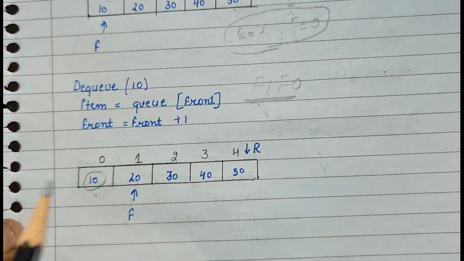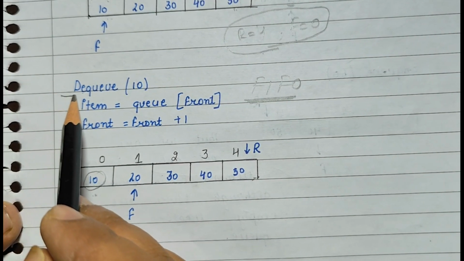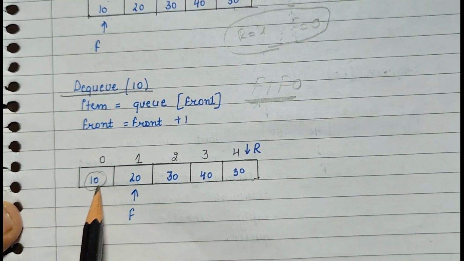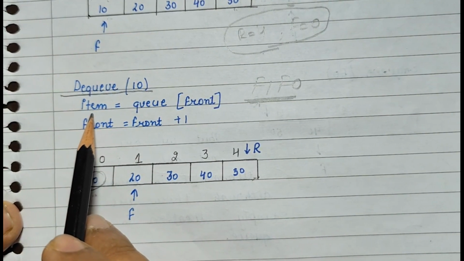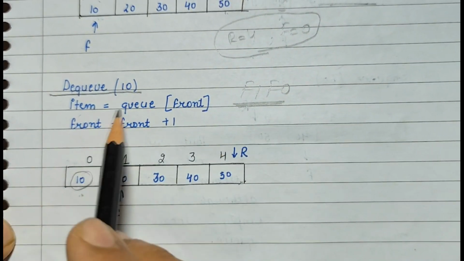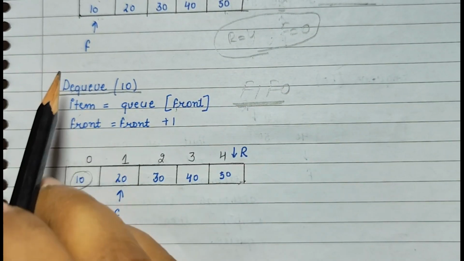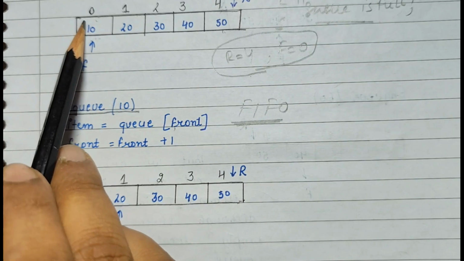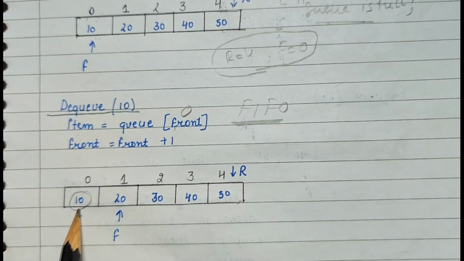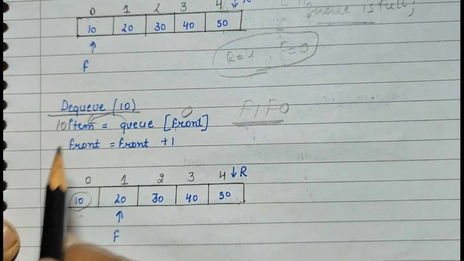Okay, now how to perform it? What are the steps? For performing the dequeue operation, first I fetch this value in some variable. So I write here item, which is my variable. Item is equal to Q of front. What is the value of front? Front has a value 0. So Q of 0. What is the value of Q of 0? Q of 0 is 10. Where does 10 go? 10 goes in this item.